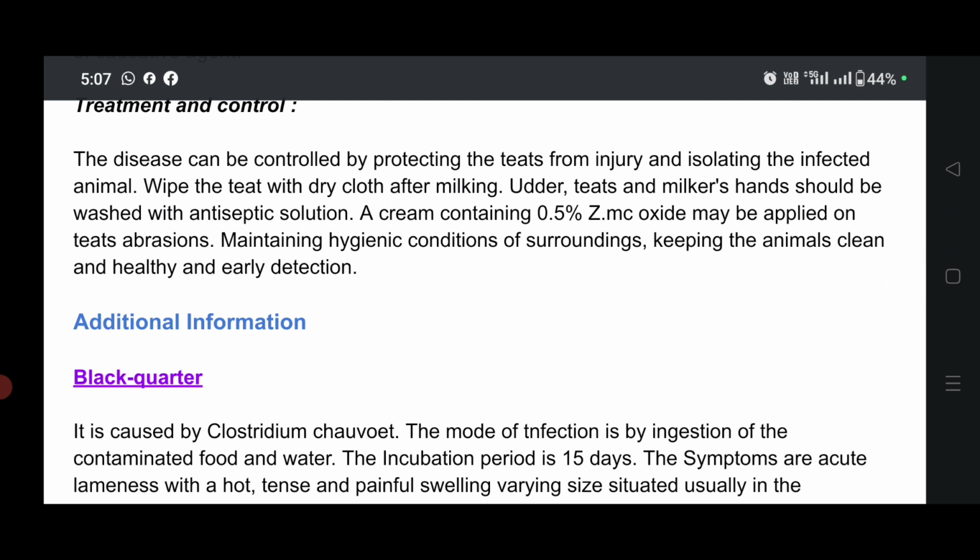Additional information. Black quarter. It is caused by Clostridium chauvoei. The mode of infection is by ingestion of the contaminated food and water.